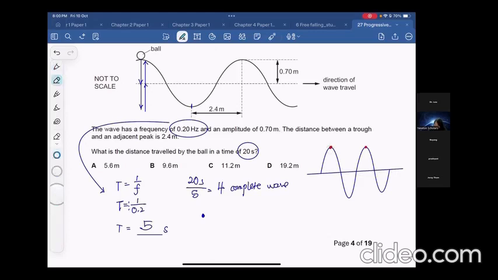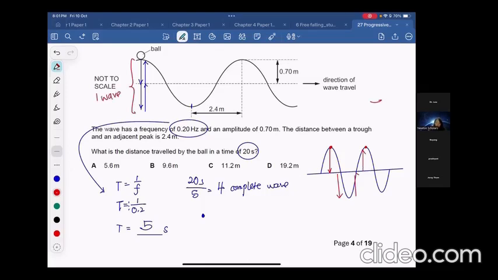So I go down, okay, then go down again, then go up. Wait, here. No. Okay, here go down, then here go down. Then here go up, then go up again. You get what I mean? This distance actually is one wave, one complete wave.